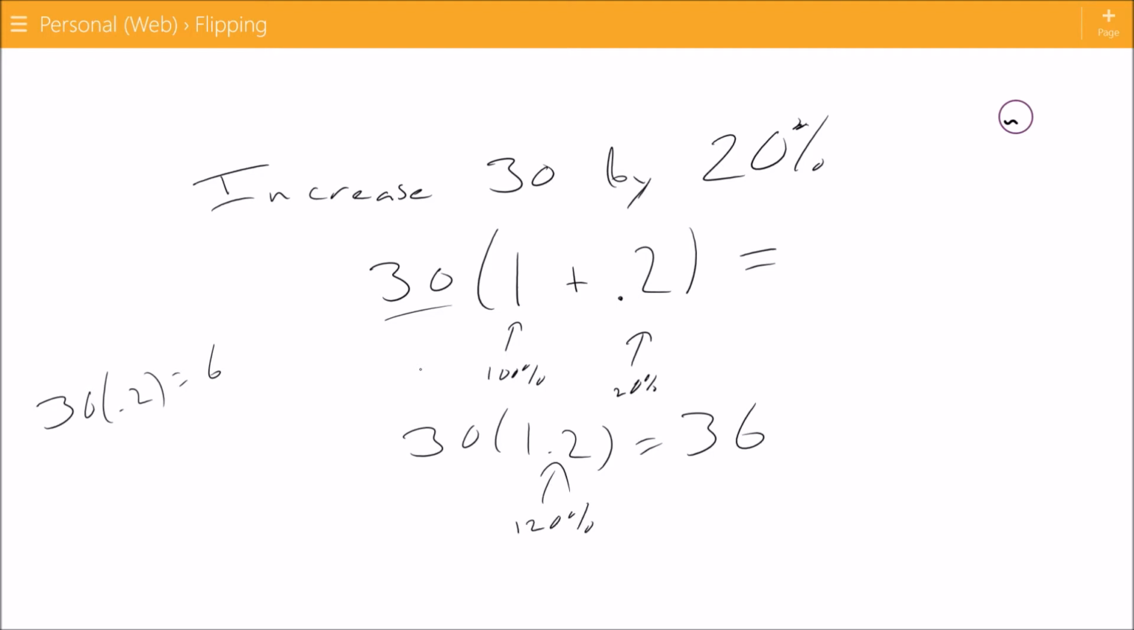If you have all of something, you have 100% of it. If you have all of it plus another 20%, that's 120%, which is just equal to your 100% plus 20%. Okay, great. So 36 is 30 plus 20% of 30.